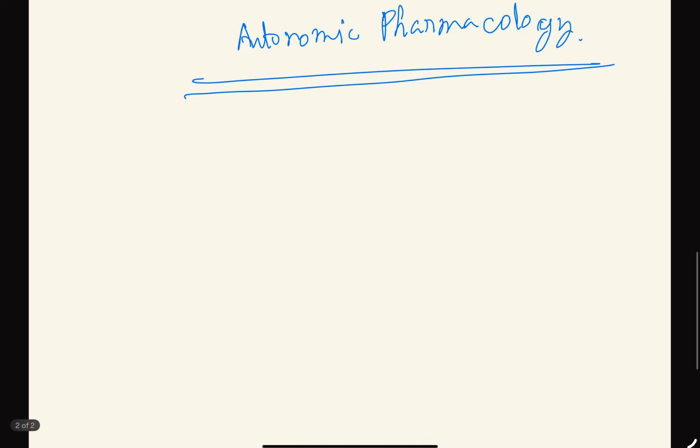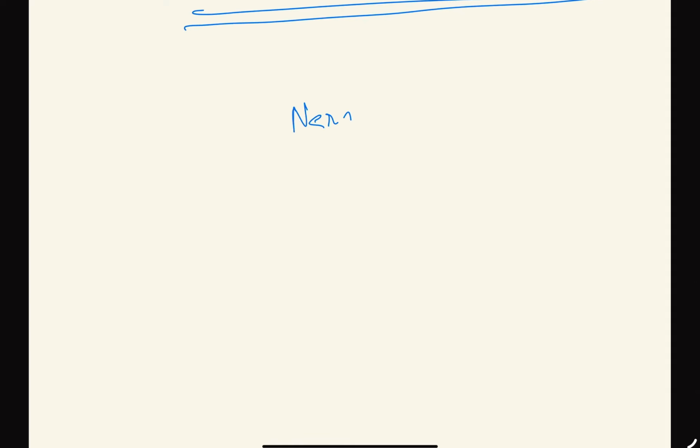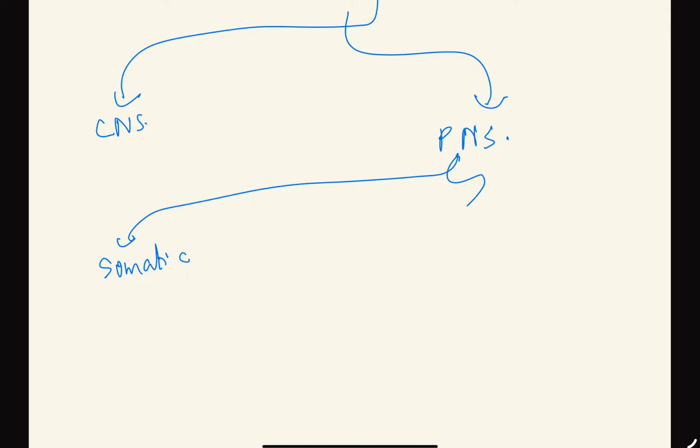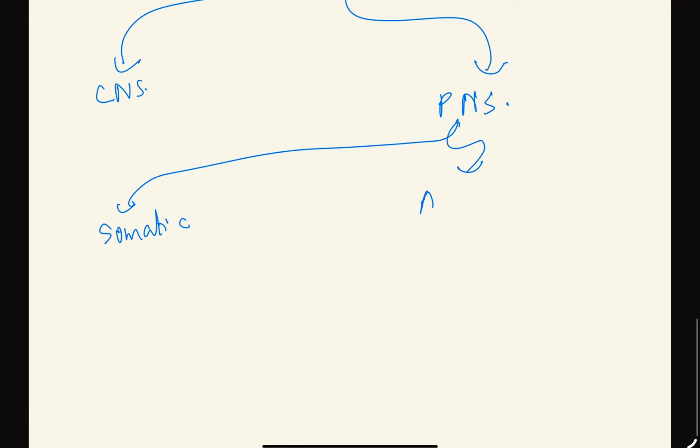So before we talk about autonomic pharmacology, we have to know about the autonomic nervous system. In the nervous system, there are two parts: the central nervous system, and obviously the peripheral nervous system. The central nervous system consists of the brain and the spinal cord, and the peripheral nervous system consists of the somatic nervous system that deals with the voluntary activities, and the autonomic nervous system that deals with the involuntary activities.